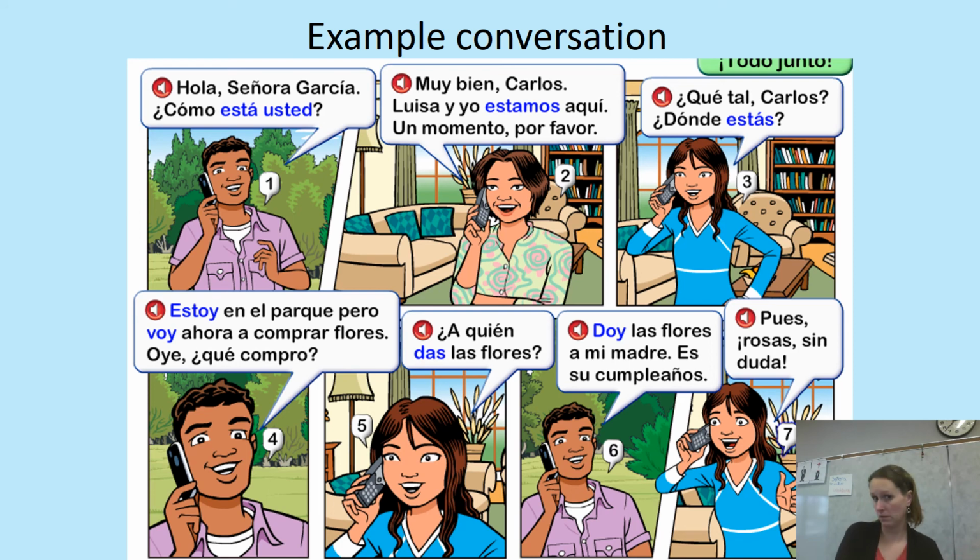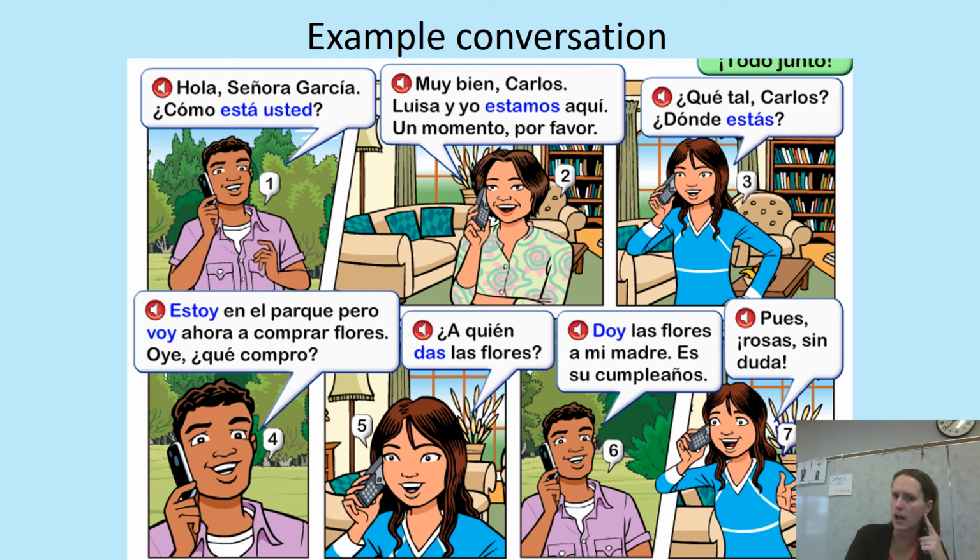Okay, so she gives the phone to Luisa. ¿Qué tal, Carlos? ¿Dónde estás? Okay, ¿dónde estás? Where are you? Where's your location? Okay. His response in número 4. Estoy en el parque, pero voy ahora a comprar flores. Okay, think about where is he going? He's going to buy flowers. Oye, ¿qué compro? Okay, ¿qué compro? What do I buy?